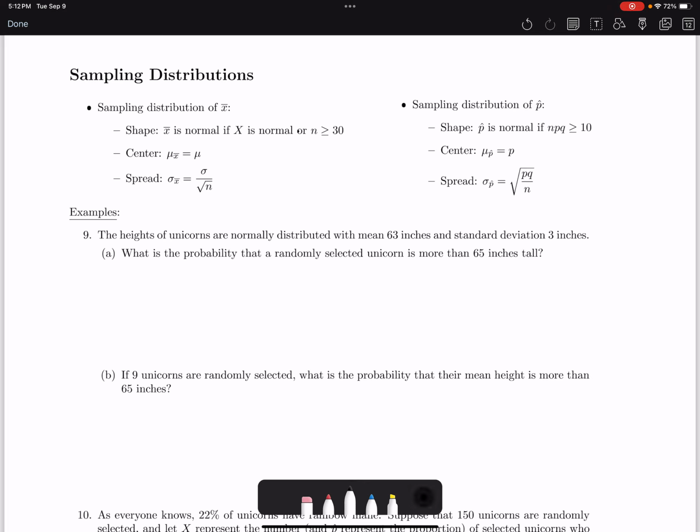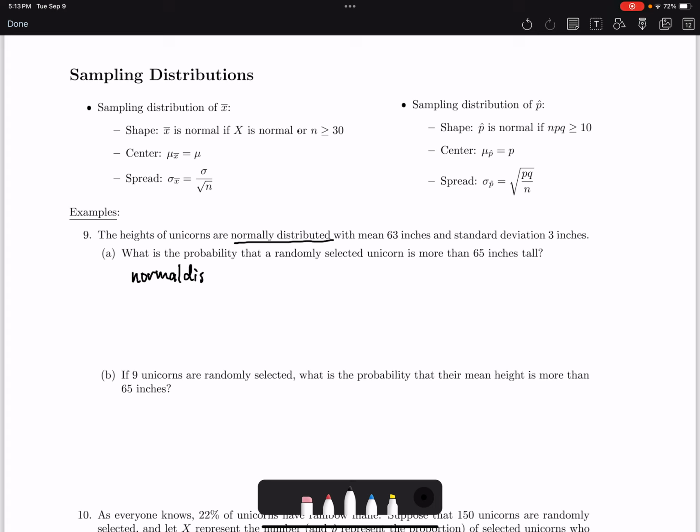Okay, so number 9 here says the heights of unicorns are normally distributed with mean 63 inches and standard deviation 3 inches. Part A asks, what is the probability that a randomly selected unicorn is more than 65 inches tall? Part A is not a sampling distribution question because it is not asking us to compute the probability that a sample mean is such and such. Instead, it is just asking about a single unicorn, just one unicorn. And we know that the heights of unicorns are normally distributed.